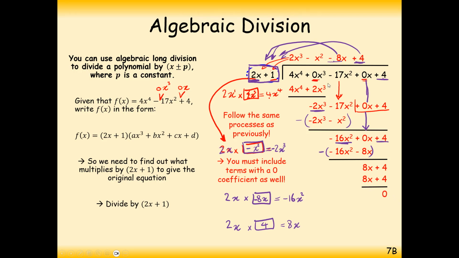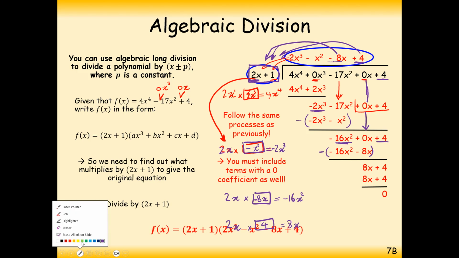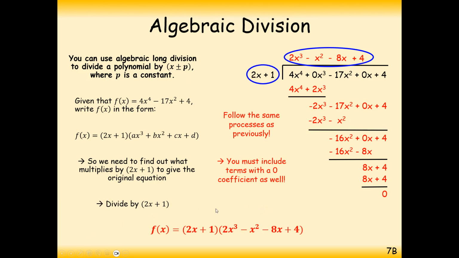So therefore, 2x plus 1 times those polynomials, those terms on the top, will give us the answer. So let me rub out my working. Here we go. So we've answered the question. Values of a, b, and c have been found just like that. This is your a is 2, you can write it. Your b is minus 1, your c is minus 8, and your d is 4.